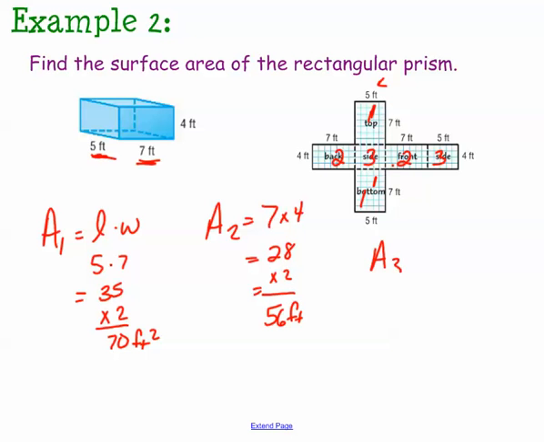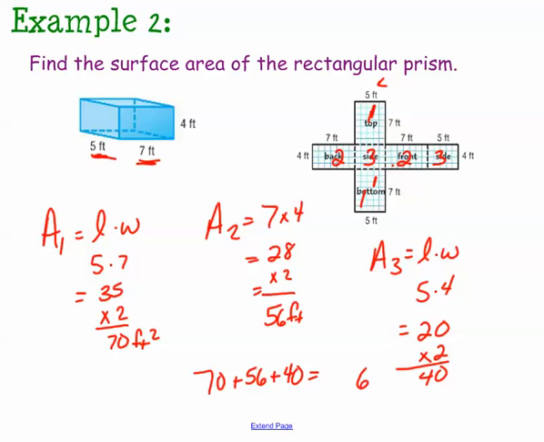And the third one, length times width. So my third one is a 5 by 4. So the area is 20. Double it, and I get 40. So all together, that is 70 plus 56 plus 40 equals 166 square feet. Okay? Hopefully you did great with those. Let's go to the next one.